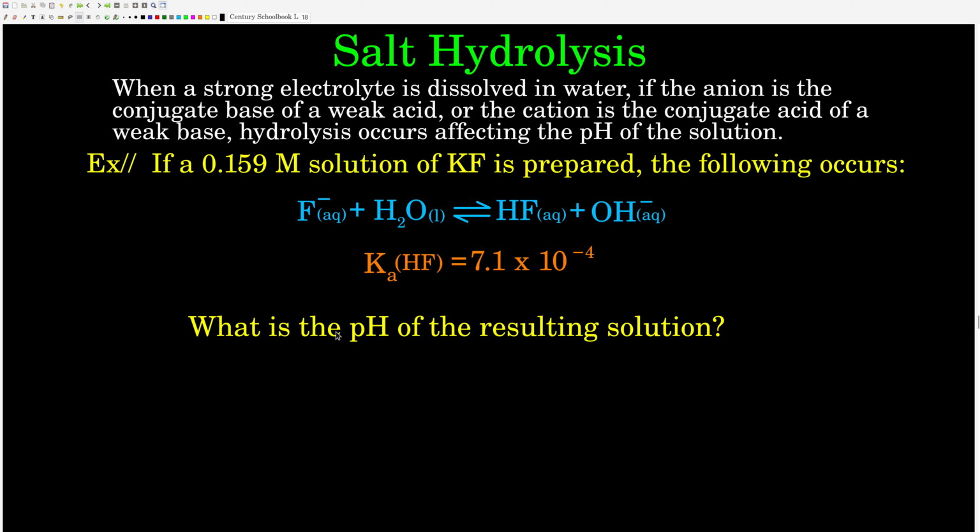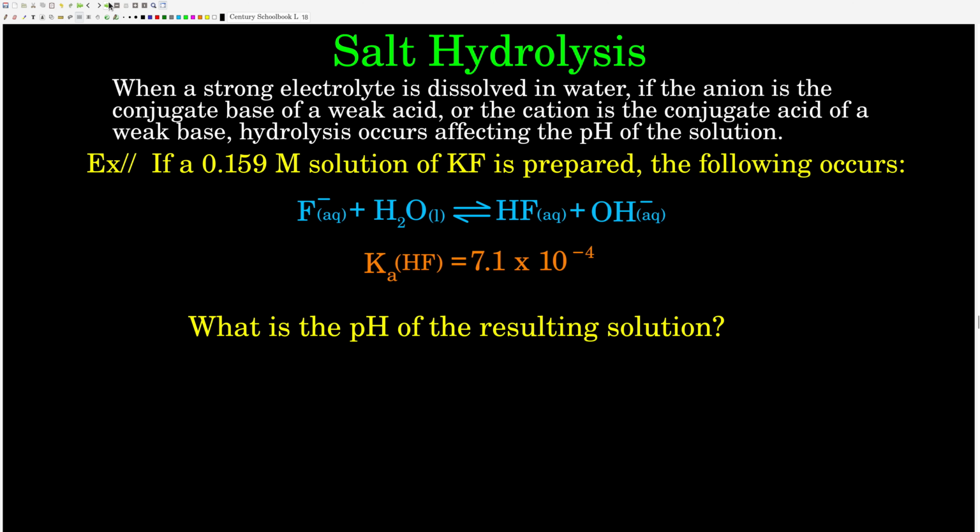Our job is to calculate the pH of this solution up here, starting with 0.159 molar potassium fluoride, which, by the way, means there's 0.159 moles per liter of the fluoride ion to start with. So this is just an equilibrium problem, ice table sort of thing. But we have to get the Kb and all that stuff first. So why don't you guys work that out and then come on back when you get your answer.